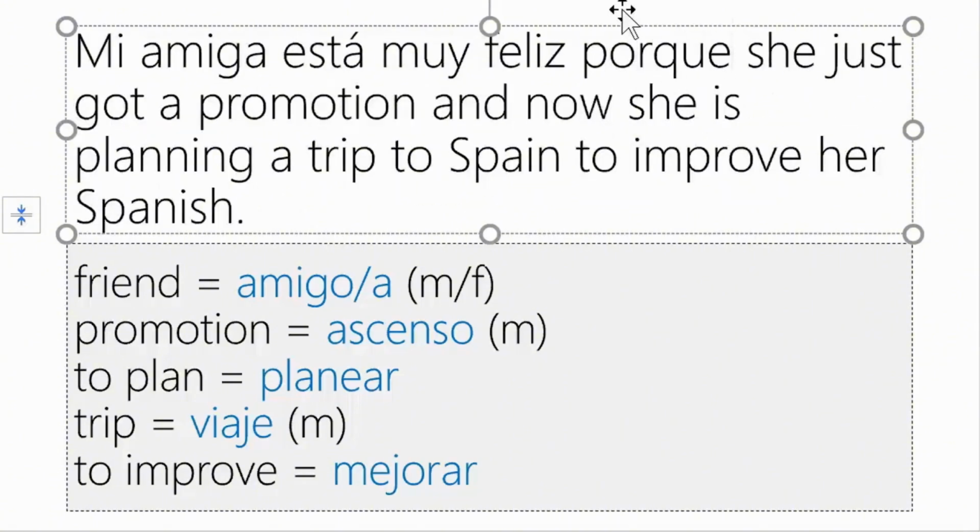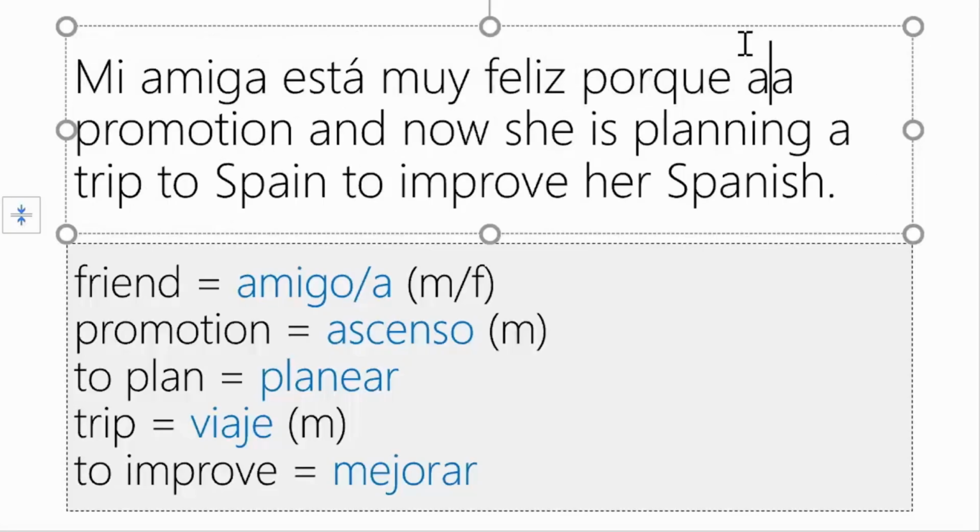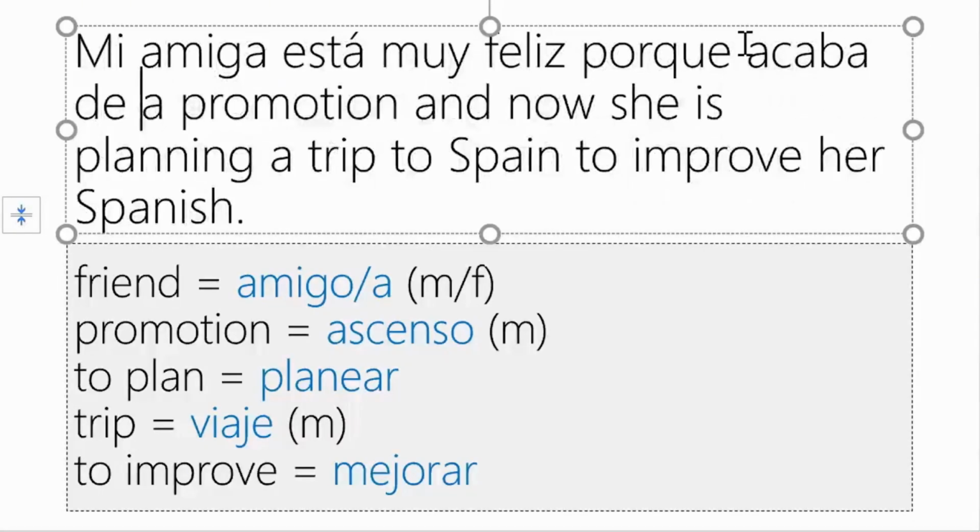Porque. Now we have a little problem because we use the word get or got a lot in English, and we use it in ways that you can't really do in Spanish. So often you have to think of another way to say it. One of the easiest ways would be she just received a promotion, and we certainly have a verb to receive in Spanish. So again, we would use modal verb structure. So she just received a promotion. So acaba de recibir.